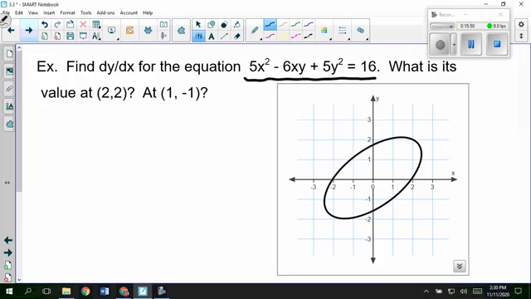What is its value at (2, 2)? So what's the derivative at (2, 2)? What's the derivative at (1, -1)? So I'm basically looking at this point right here, and the point (-1, -1), and I'm going to use those.